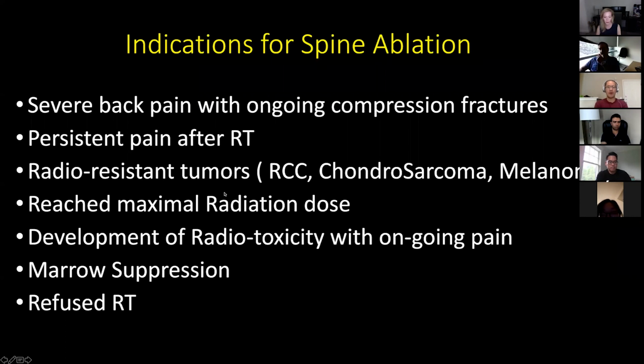Radio-resistant tumors, of course: RCC, chondrosarcomas, and melanomas. Patients have reached maximal dose of radiation and they're still complaining of pain. I've had patients who have upfront refused radiation therapy because they have had radiation previously and didn't have a good experience with radiation, so they want some other modality rather than radiation. And of course, when you have marrow suppression and all with the other treatment modalities that are used.